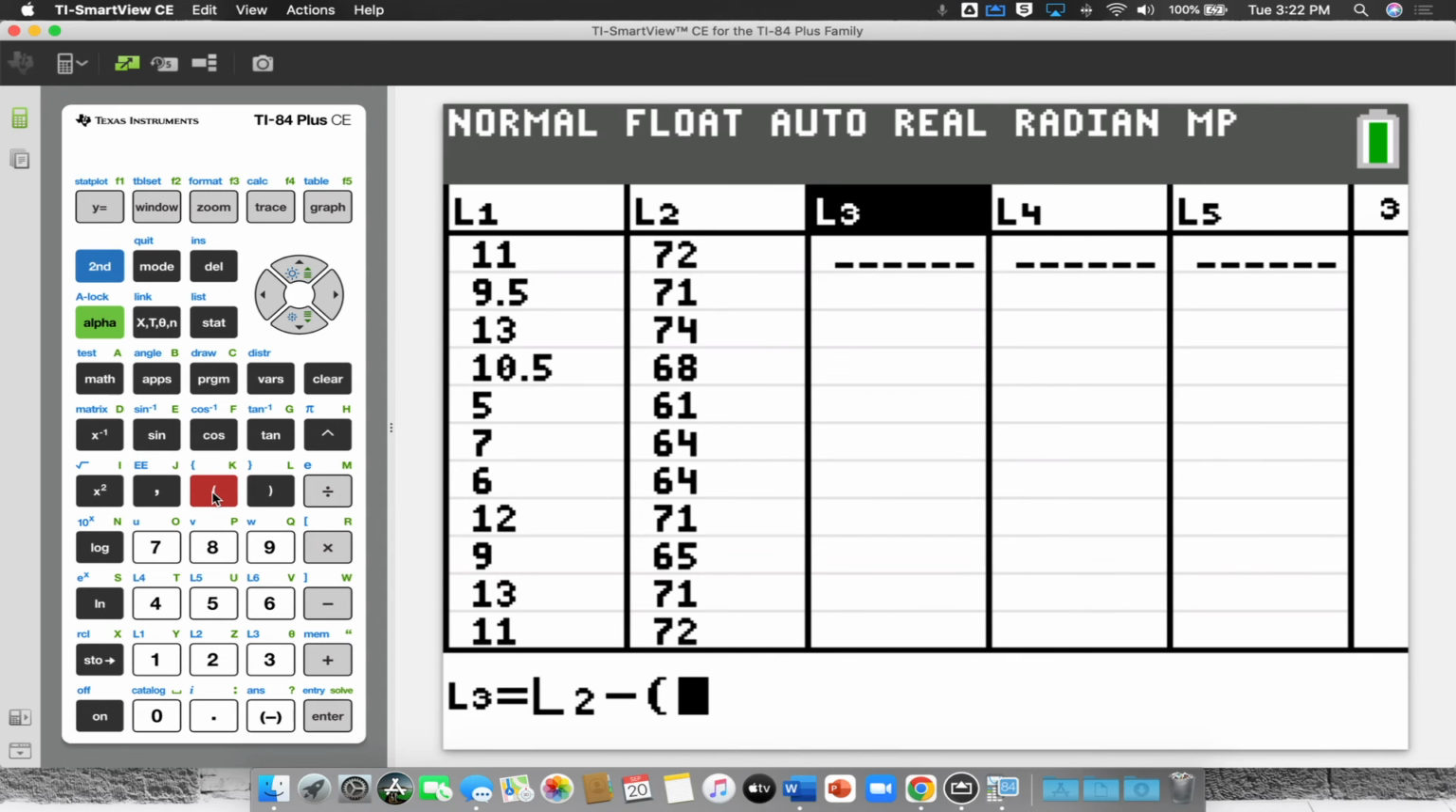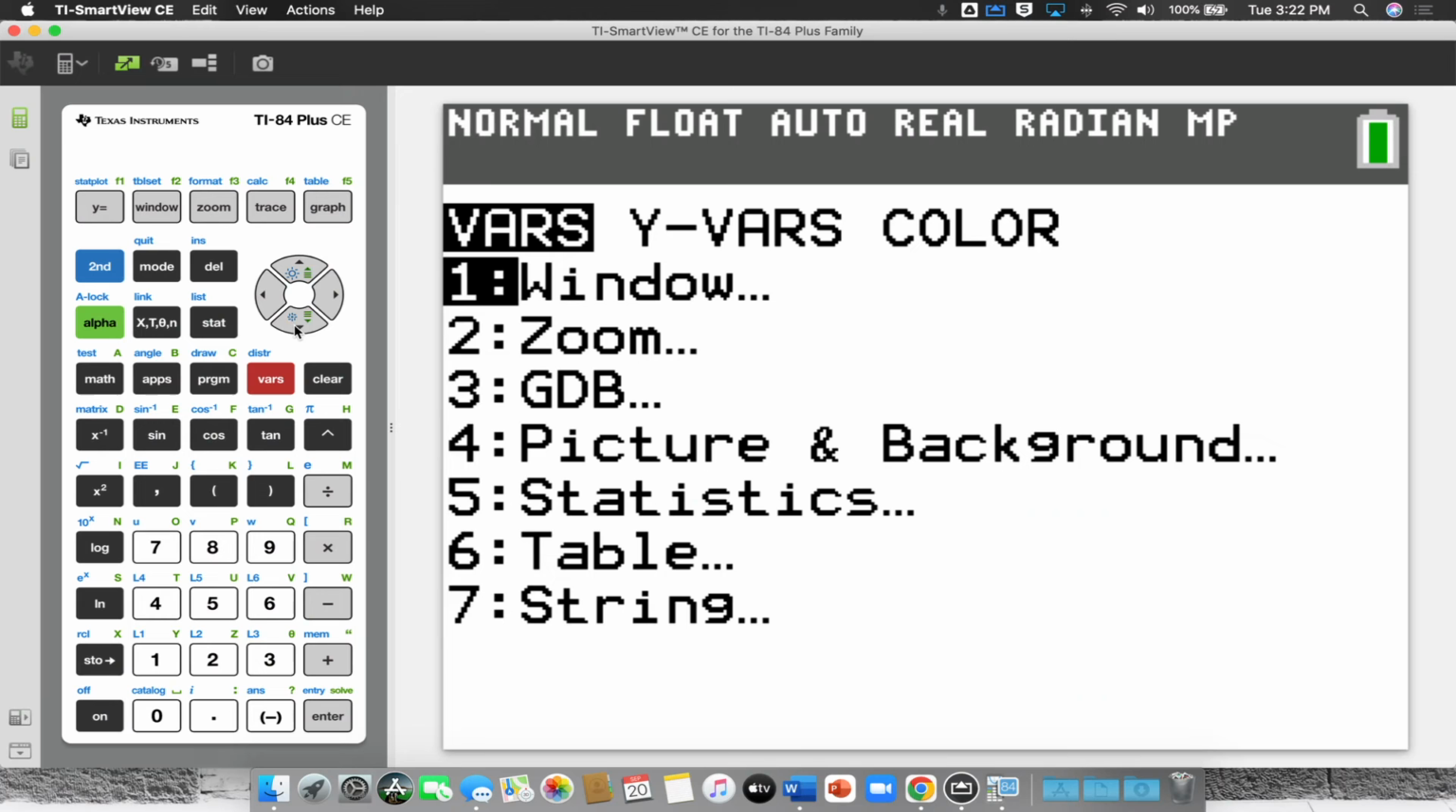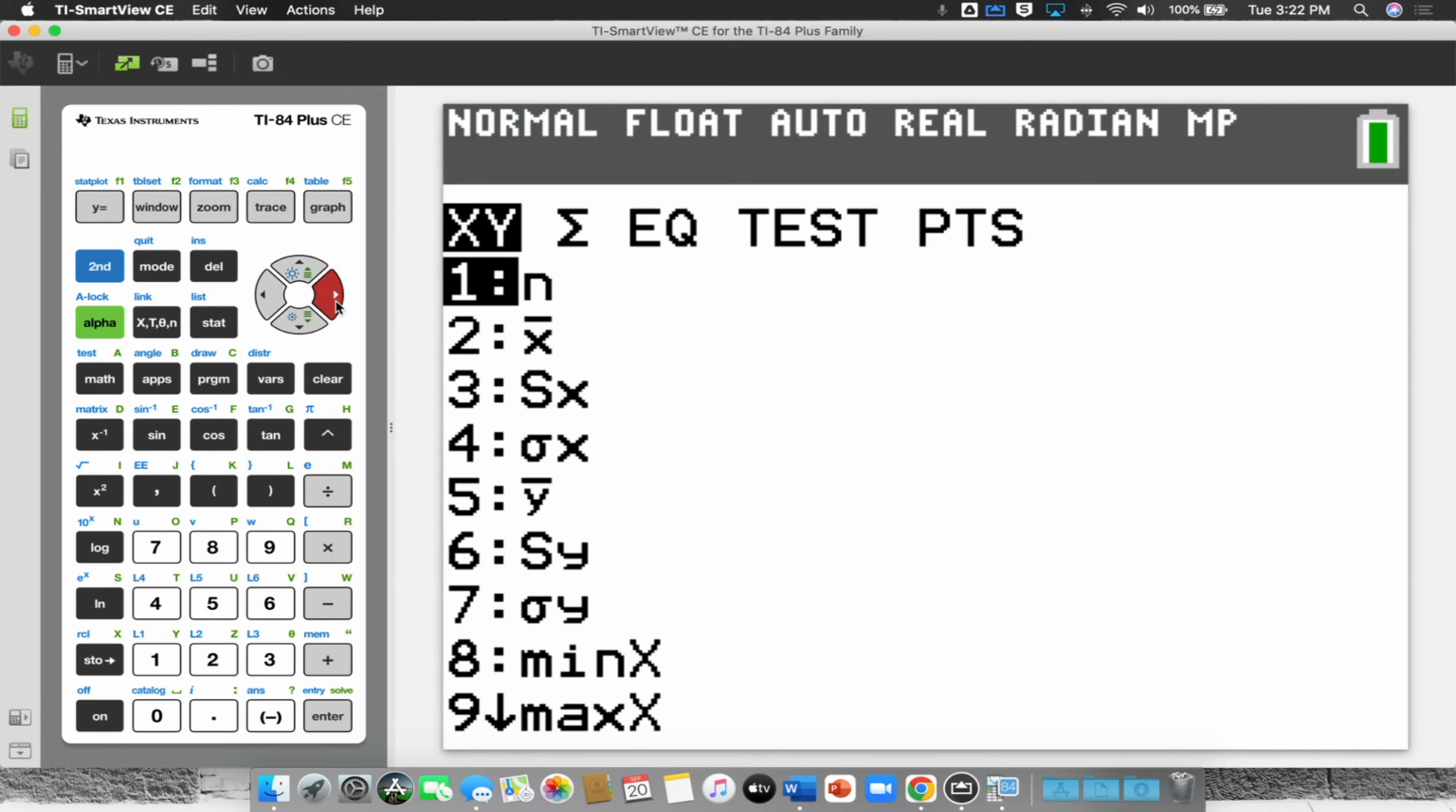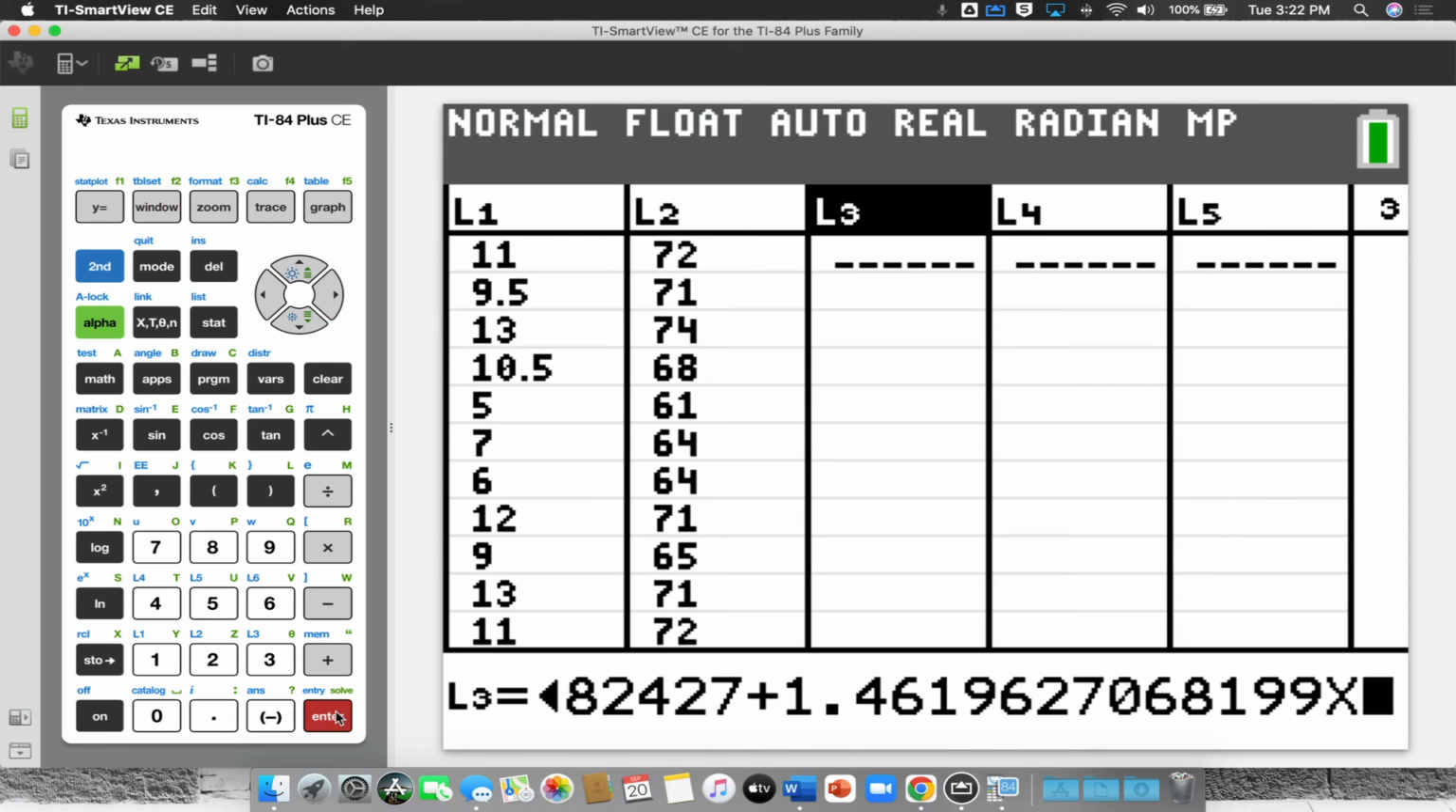So let's go back and have it show me the equation. Hopefully it still remembers it. So how did I get the equation again? Vars, good. Keep going. Good. Hopefully my calculator still remembers. It does. What did I plug in and where did I plug it in?